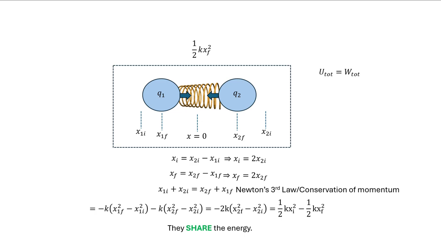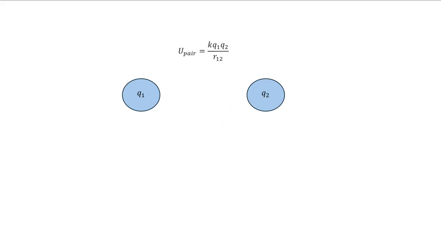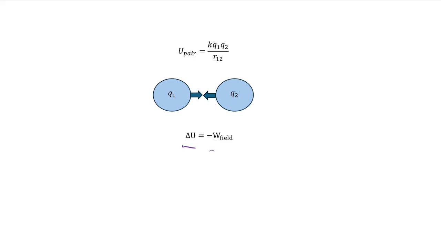Another way to say that is the total amount of energy available is the total amount of work that one has to do in order to assemble this distribution. So let's go back and return to our two charges. Now I say, is U total U1 plus U2? No. The point of the spring is that the total energy of the system is just the energy that each has. The energy comes in pairs. And in this sense, the total change in potential energy of the system comes from minus the work done by the field. So before, I looked at the work done by the spring.